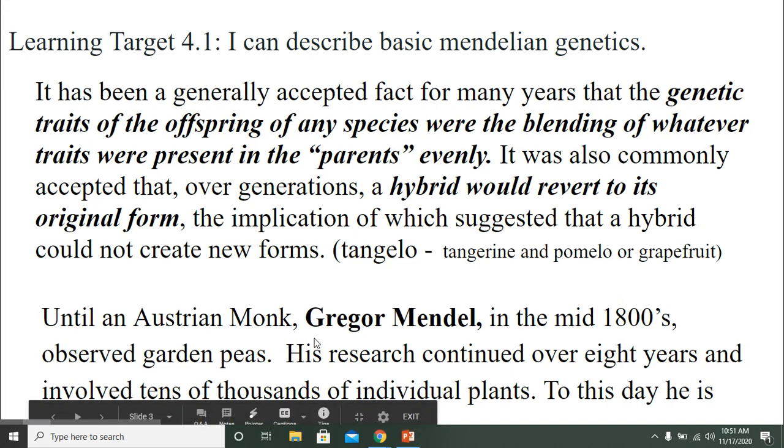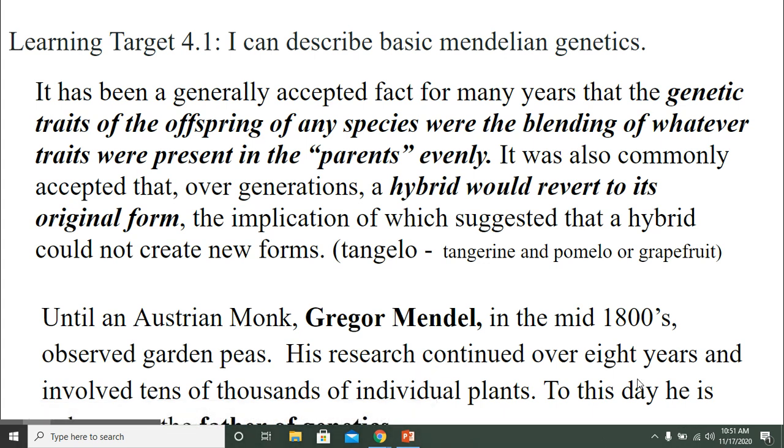This was all until an Austrian monk named Gregor Mendel, in the mid-1800s, observed garden peas. His research continued over 8 years and involved tens of thousands of individual pea plants. To this day, he's known as the father of genetics.